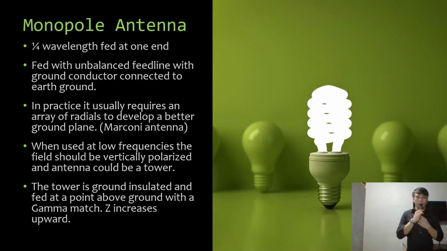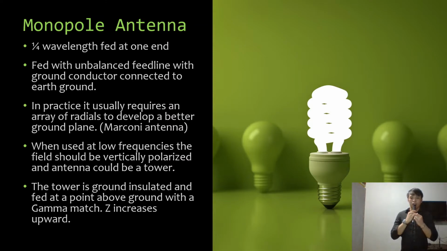Monopole antenna, what is that? It is a one-fourth wavelength antenna fed at one end, fed with an unbalanced feed line with the ground conductor connected to the earth ground. In practice, it usually requires an array of radials to develop a better ground plane. This is the Marconi antenna, Mr. Marconi's antenna.